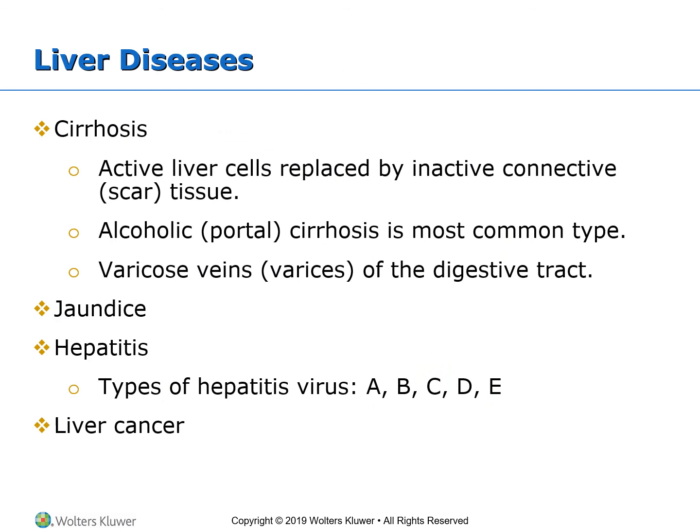Liver conditions. The first condition that we'll discuss is called cirrhosis, and it represents a chronic condition in which the normal and active liver cells are replaced by inactive or scar-type tissue. The most common type is associated with alcohol drinking in alcoholic patients, and is obviously called alcoholic cirrhosis, because the alcohol has a direct influence and damaging effect on the liver cells.